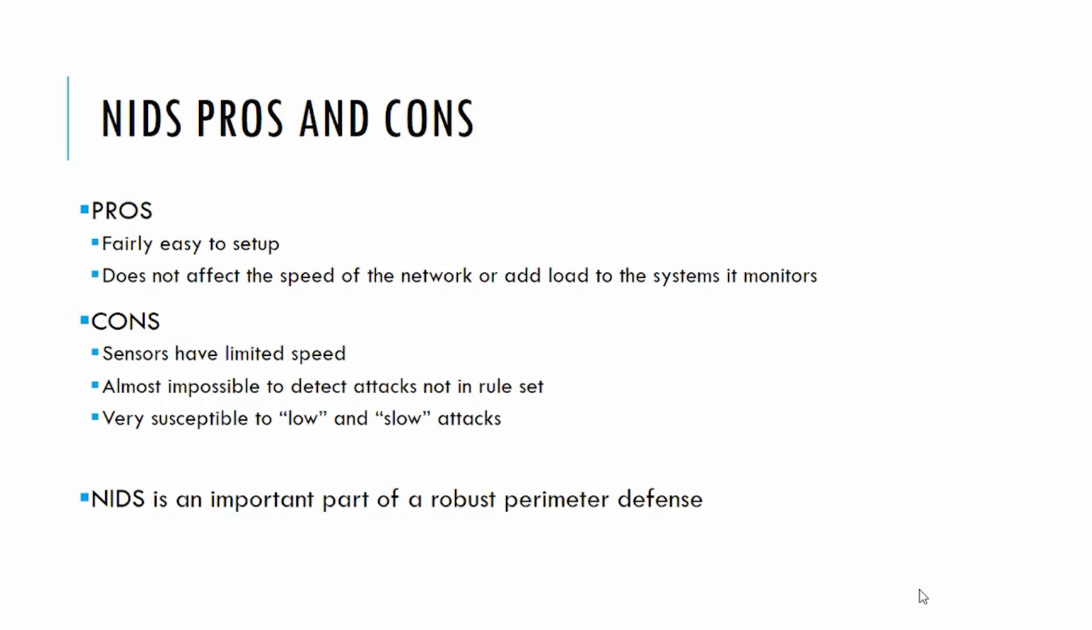NIDS, in conclusion, is an important part of a robust perimeter defense. It should be applied whenever needed, and with awareness of its cost, which is the high maintenance, taking care of the alerts being generated, and knowing exactly how it works and how to configure its rule set.